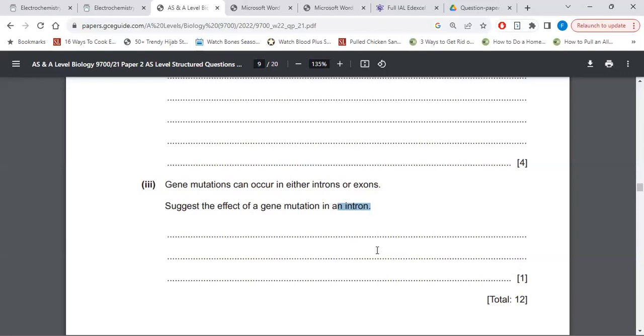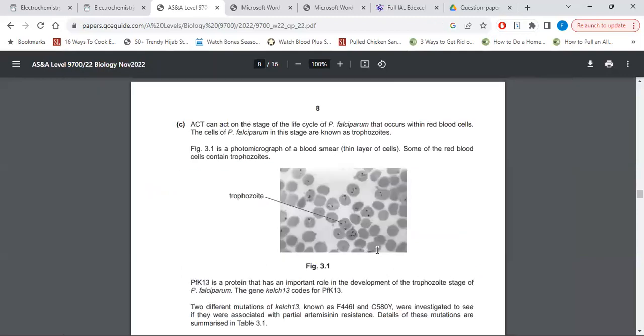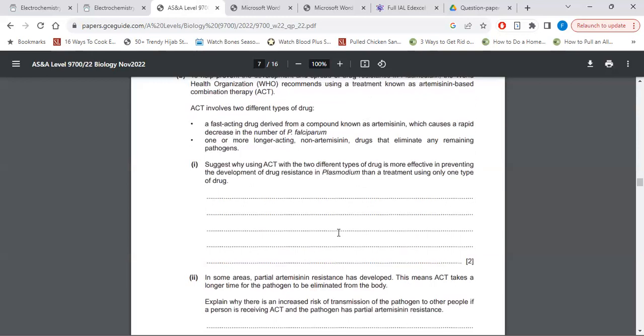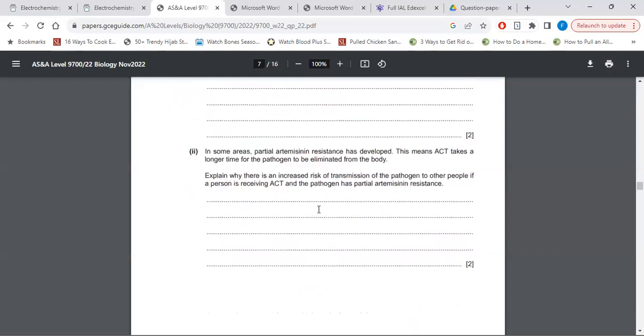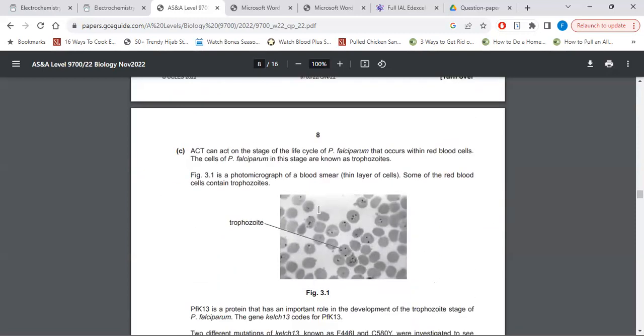Okay, this is a really interesting question. The question says ACT can act on the stage of the life cycle of P. falciparum. P. falciparum, they have talked about it before, is that it causes malaria. It's a species of the plasmodium that causes malaria. It's known as P. falciparum. We're going to study about malaria, inshallah, when we do the topic of diseases.